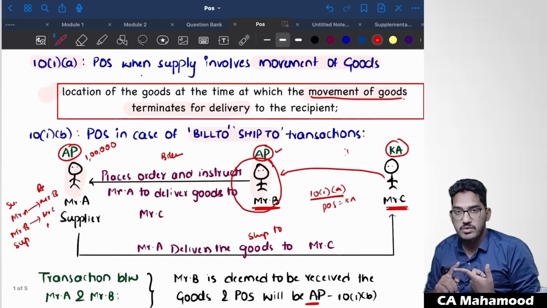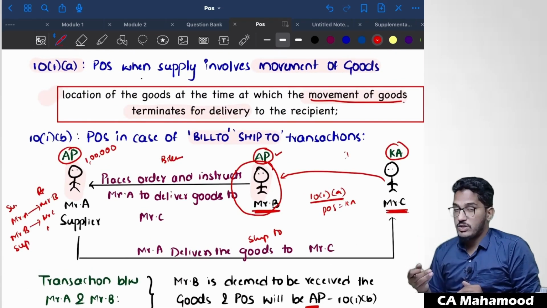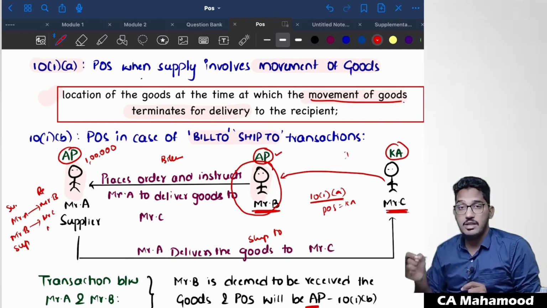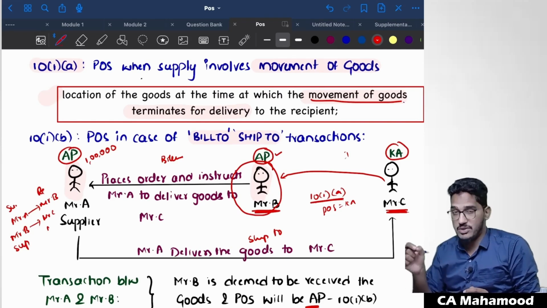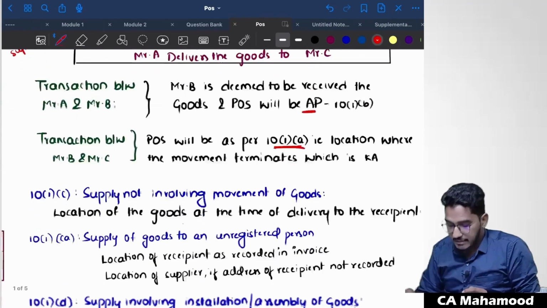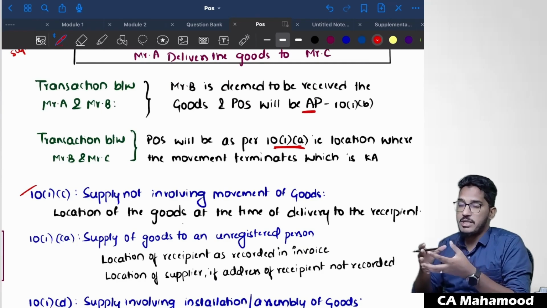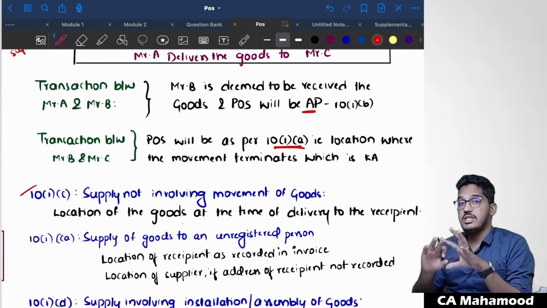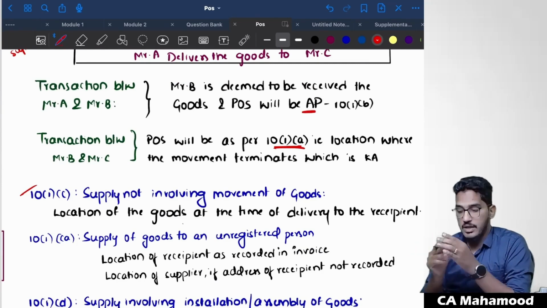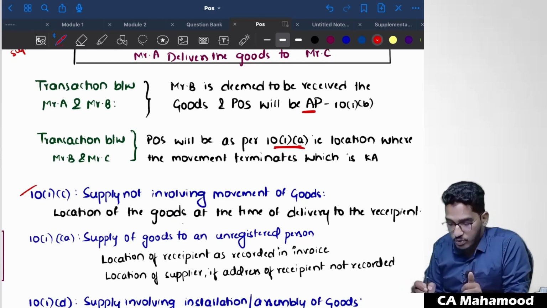So section 10 subsection 1 clause A is talking about how to determine place of supply in case of movement of the goods. Clause B is a specific clause which is giving us guidance on how to determine place of supply in case of bill to ship to transaction. Then we have clause C, which is specifically talking about how to determine place of supply in those transactions which do not involve any movement of the goods.